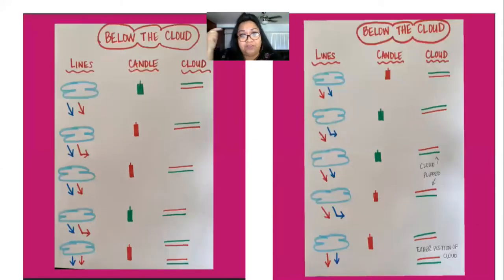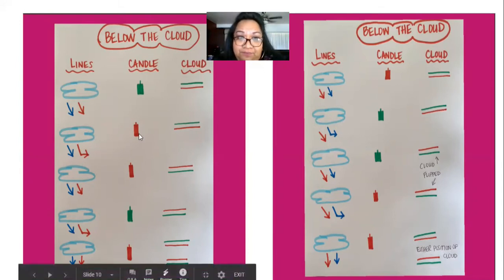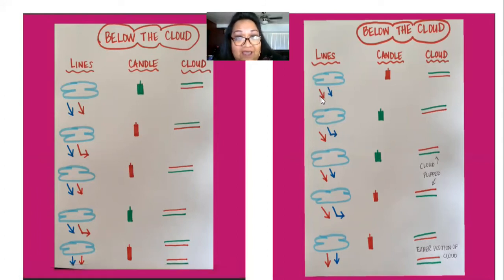Now we're going to go below the cloud, under the cloud. So if you have your blue line on the outside of the red, and it's going in a downward position, you're going to get a green candle, and your cloud is green, red. If the red is outside and the blue is on the inside, right?